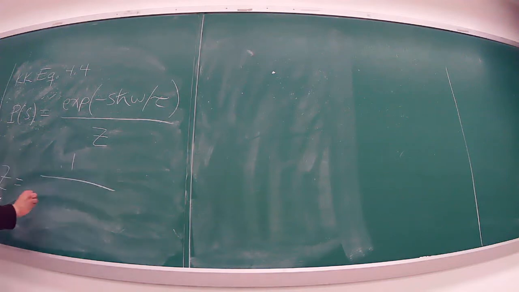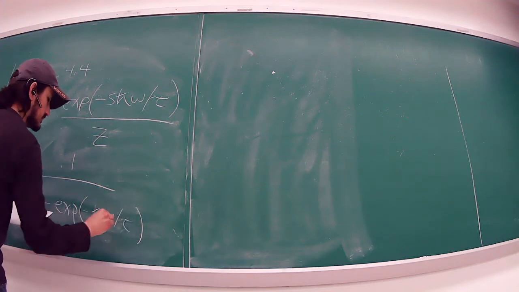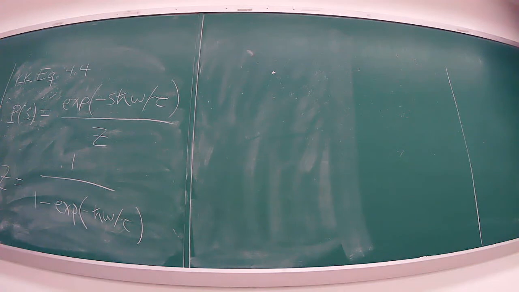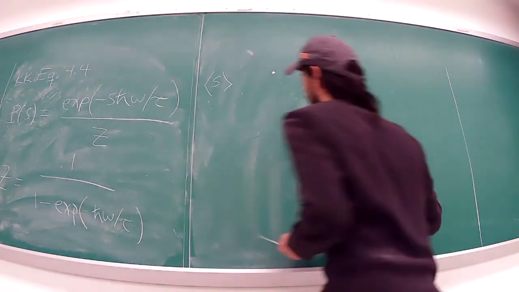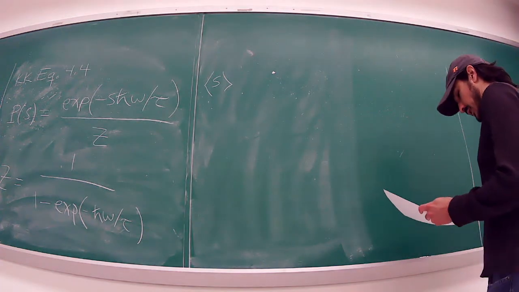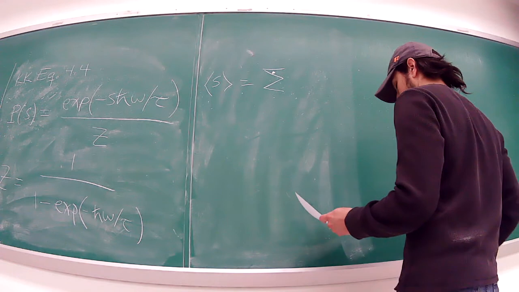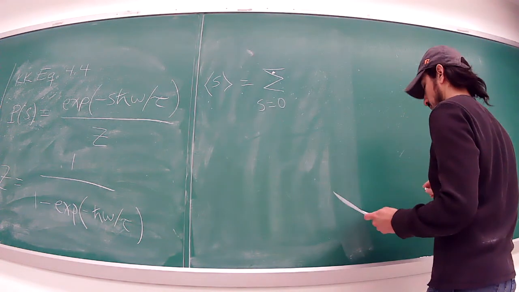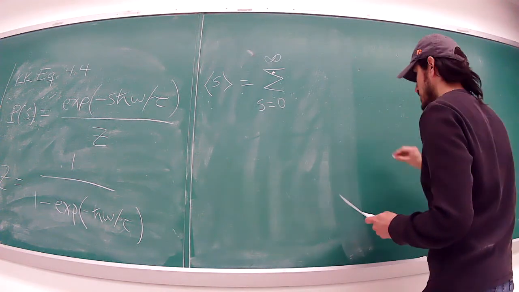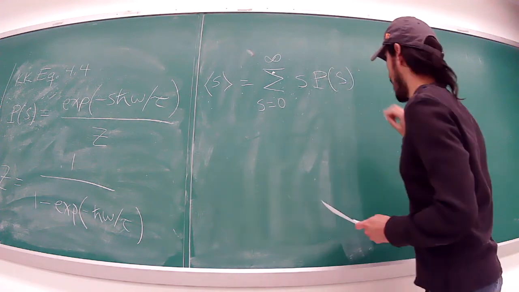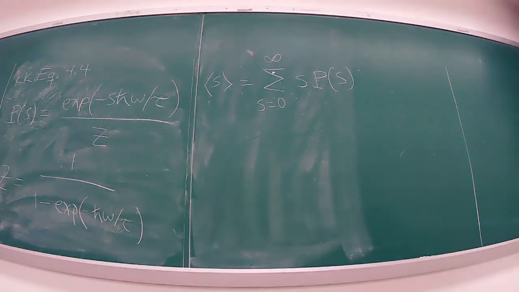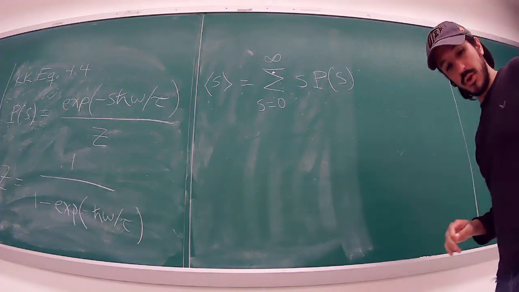It's 1 over 1 minus exponent minus h bar omega divided by tau. So putting everything together, if we want to get the expectation value of the number of photons in state S, we're just using the definition of the expectation value of the mean. So the sum from S equals 0 to infinity of S times the probability of S. This is what you did on your exam. And we have the probability of S.